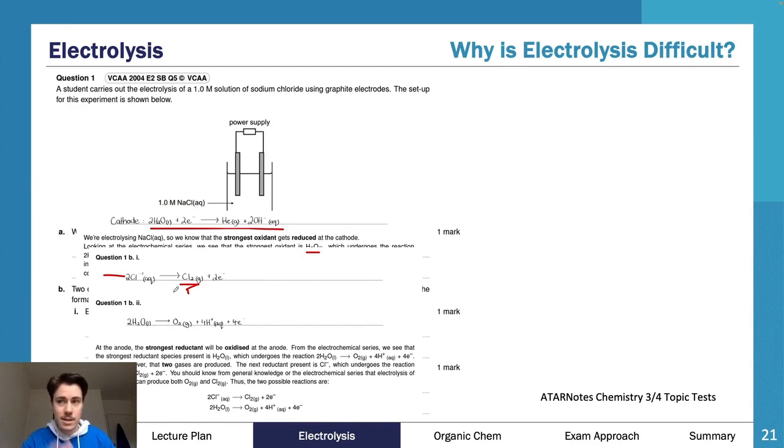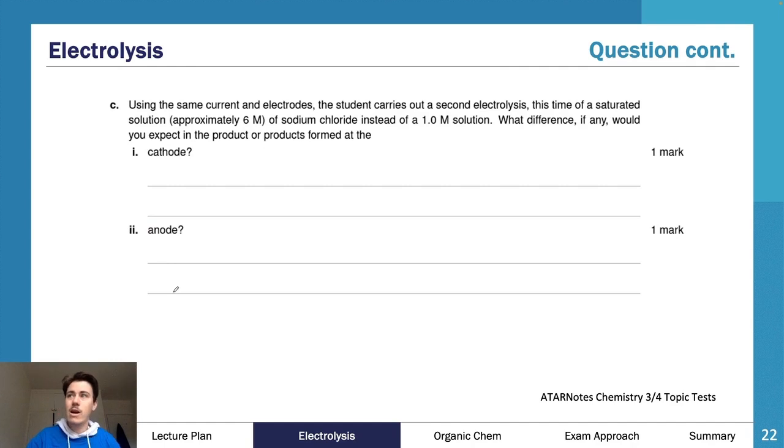That is my second thing that I'm writing. Again, I want to put that in the second line. I haven't done it here, but I think it's important to have those two lines. It sort of signals to the examiner, your marker, that you know what you're talking about, you're answering the question. All right, now let's move on to part C.